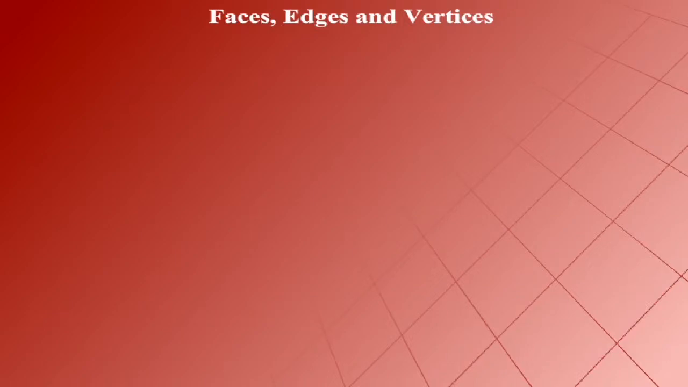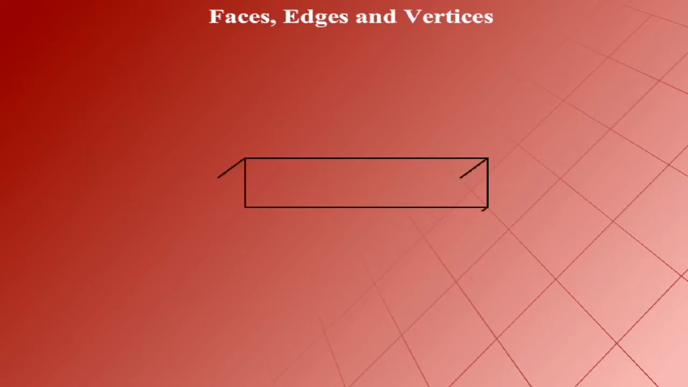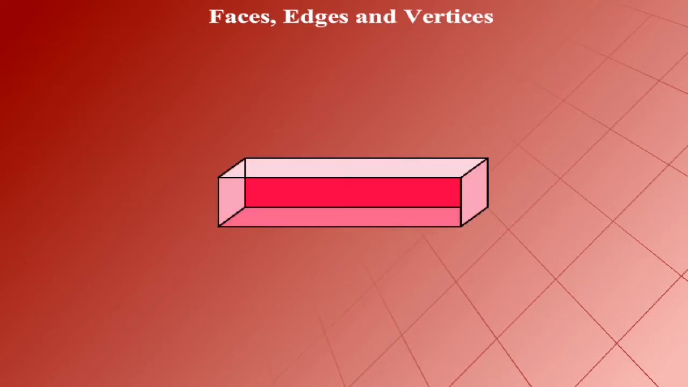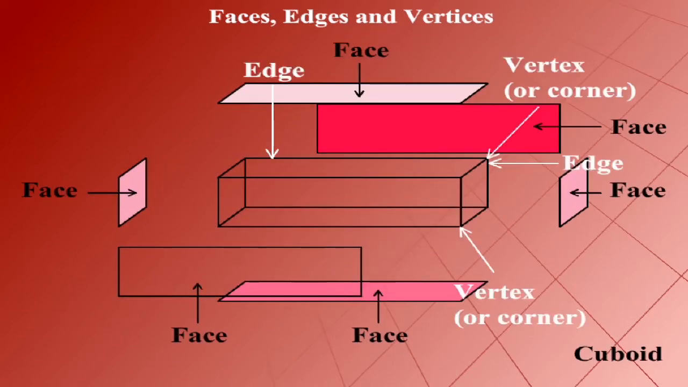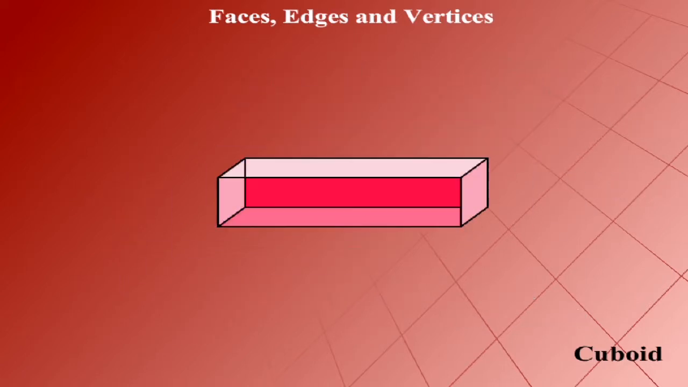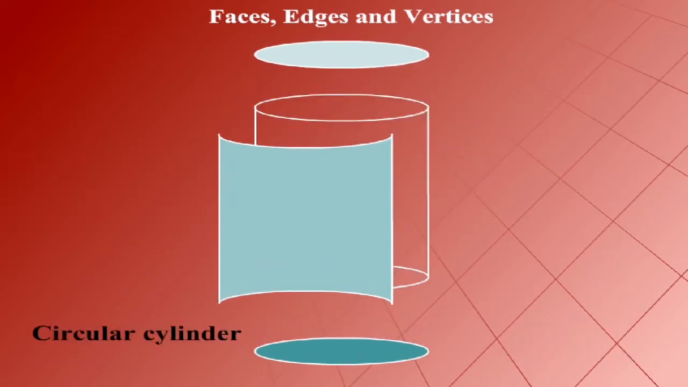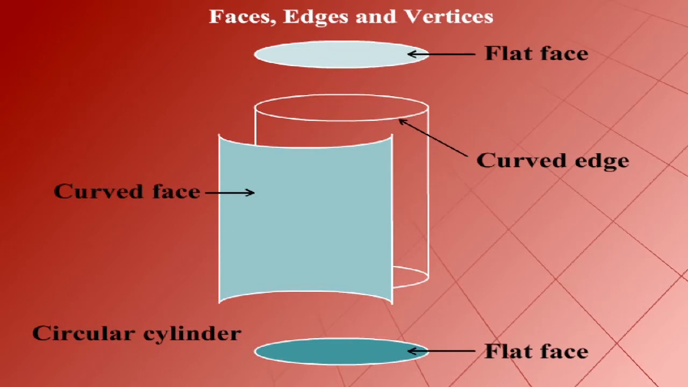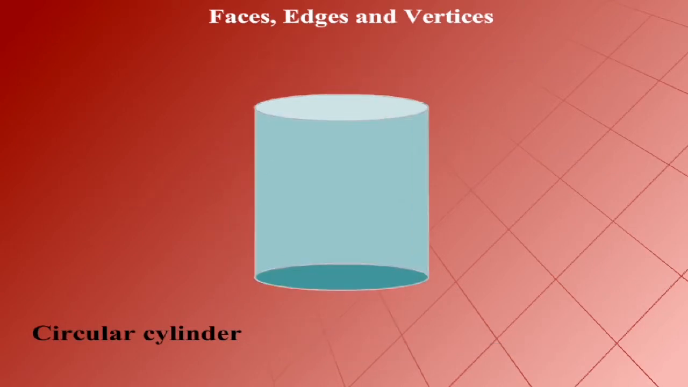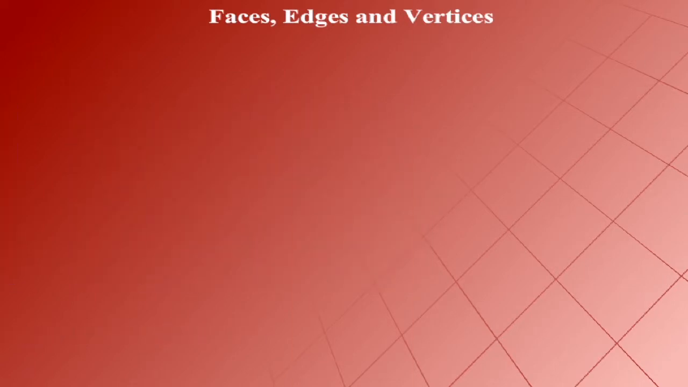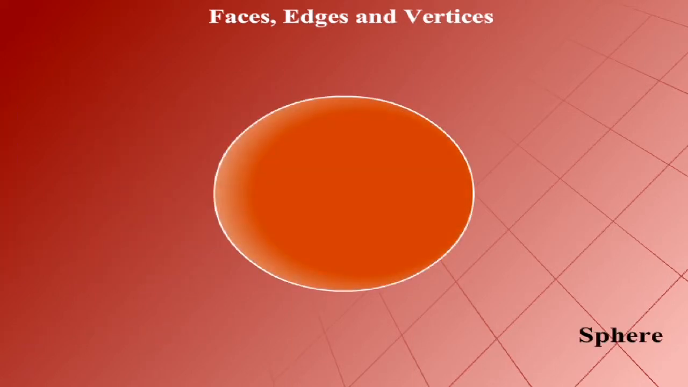Faces, edges and vertices. Here is a cuboid. This cuboid has 8 vertices or corners, 6 faces and 12 edges. All the edges are straight and all the faces are flat. But in a circular cylinder, the edges are curved and the faces are flat as well as curved. See the figure here. In a sphere, there is no vertex, no edge and no flat face.